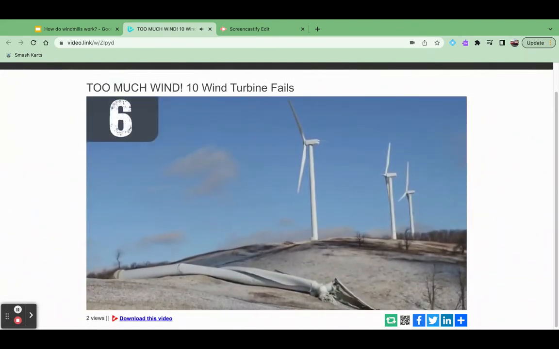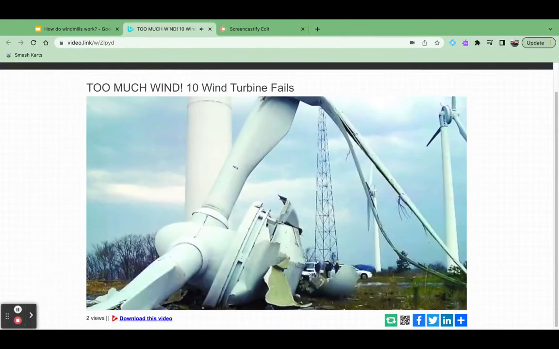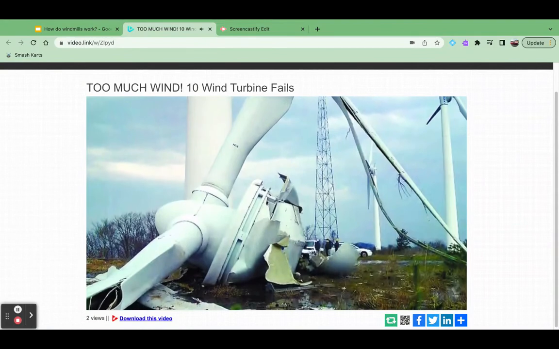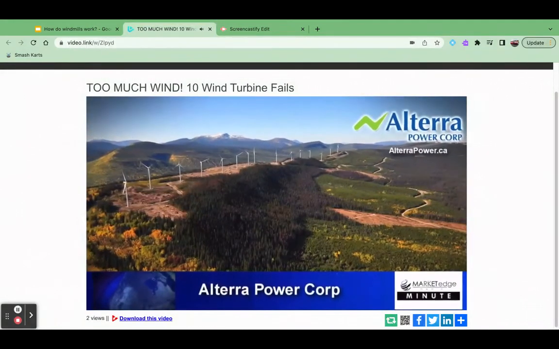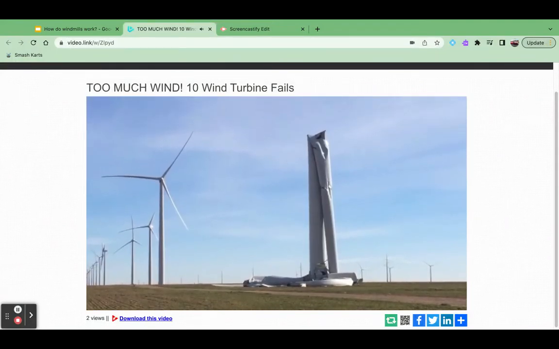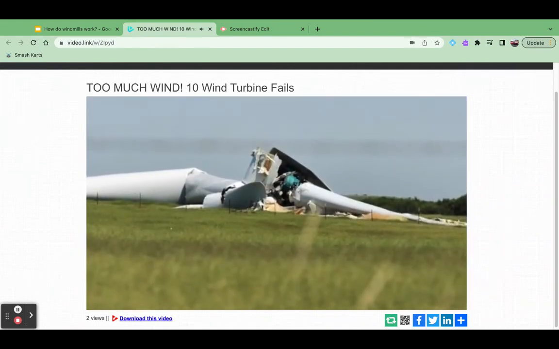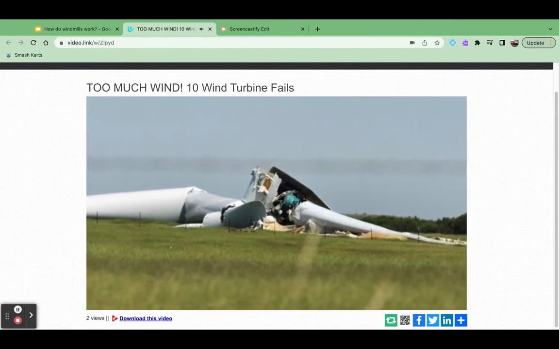Number 6. The puzzling turbine collapse of Shannon Wind Farm. A strange turbine failure had experts scratching their heads at Shannon Wind Farm. The wind turbine, which is owned by Alterra Power Corp, collapsed seemingly out of nowhere, causing personnel to shut down the wind farm. The 119 turbine was not near any buildings or homes when it collapsed, so nobody was harmed.